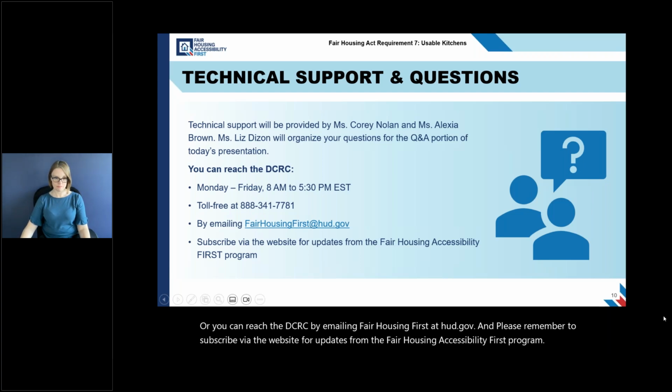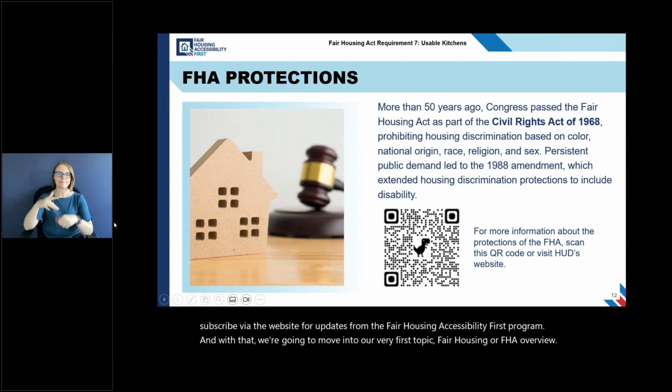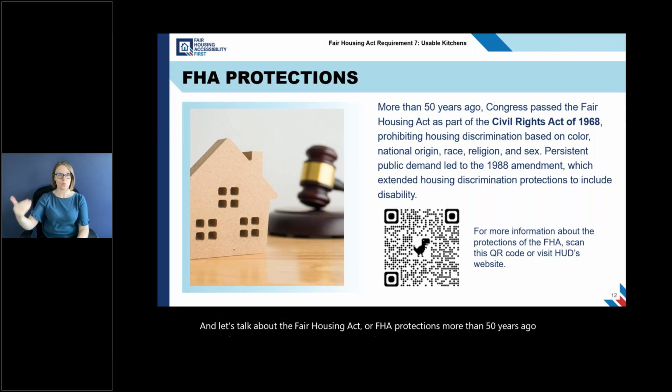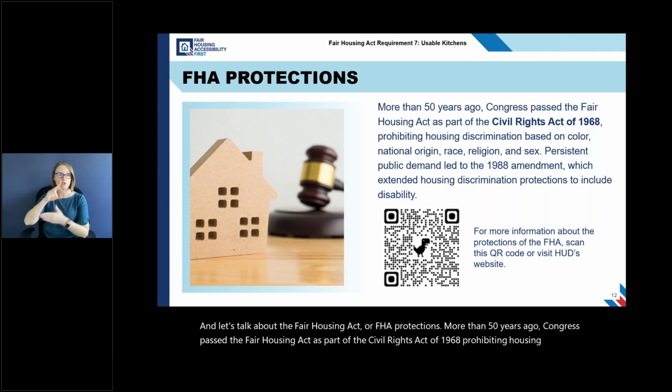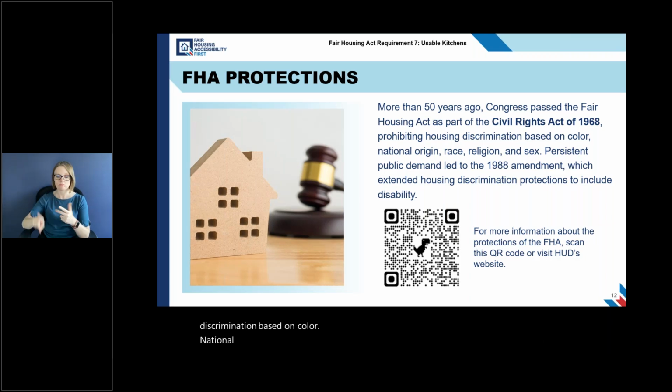And with that, we're going to move into our very first topic, Fair Housing Act, or FHA, overview. Let's talk about the FHA protections. More than 50 years ago, Congress passed the Fair Housing Act as part of the Civil Rights Act of 1968, prohibiting housing discrimination based on color, national origin, race, religion, and sex.